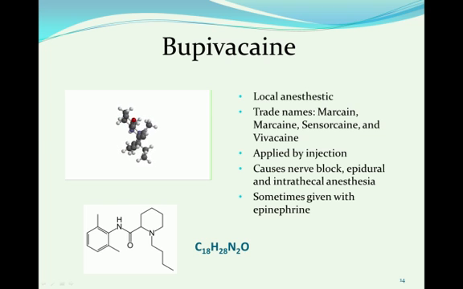Bupivacaine, with the trade names Marcaine, Sensorcaine, and Vivacaine, is a local anesthetic that is applied by injection. Bupivacaine causes nerve block, epidural, and intrathecal anesthesia.